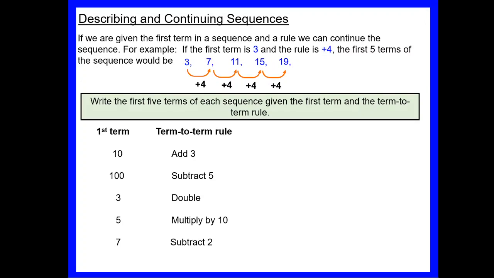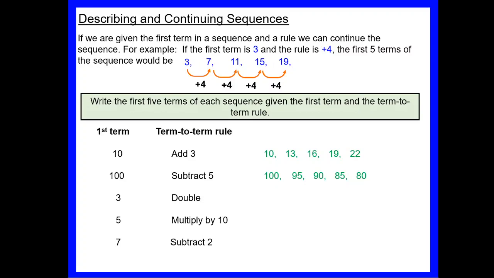Alright, so our first one then, our first term was 10 and the rule was add 3. So we should have 10, 13, 16, 19 and 22. They are our first 5 terms. For our second one, we started with 100 and our rule is subtract 5 each time. So 100, 95, 90, 85 and 80 would be the first 5.